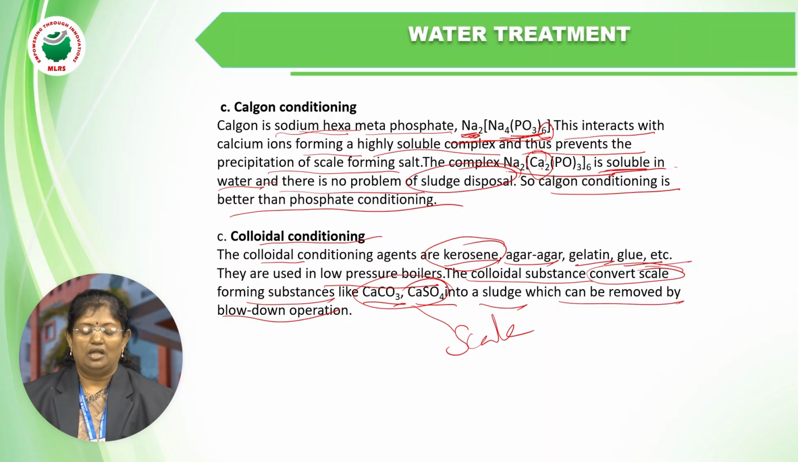This will convert the scale forming salts into water soluble sludge, so that it will be easily removed. That is Calgon conditioning. Now coming to colloidal conditioning, the colloidal reagents are kerosene, agar-agar, gelatin, glue, etc. They will be used in order to remove the scale forming salts such as calcium carbonate and calcium sulfate. Okay, so these are the important methods, both internal and external treatment of the hardness causing salts.